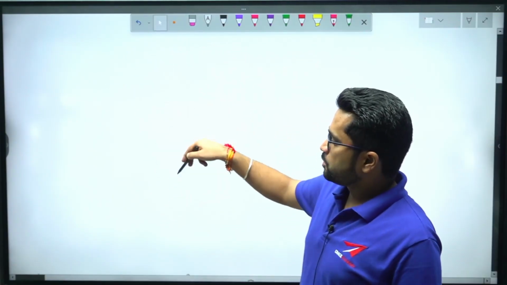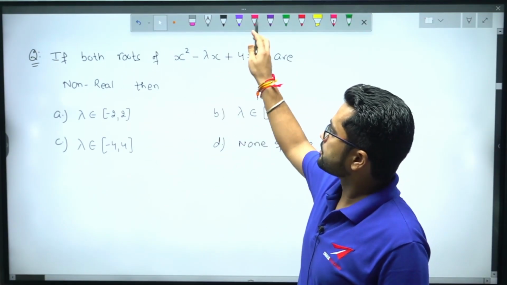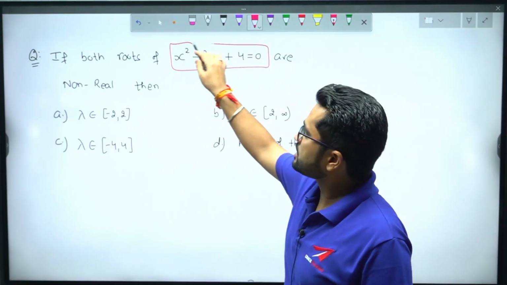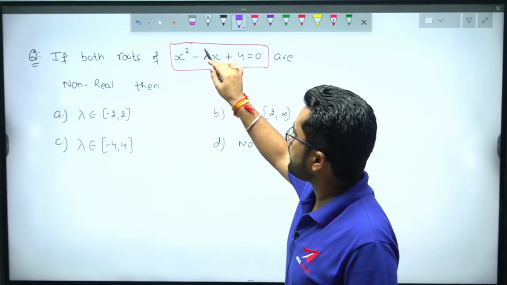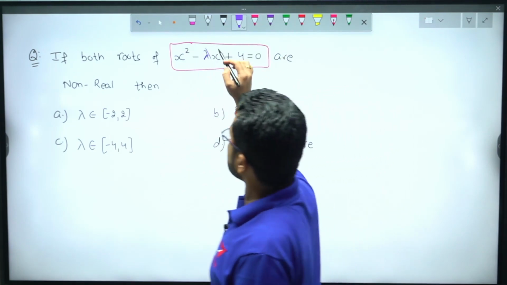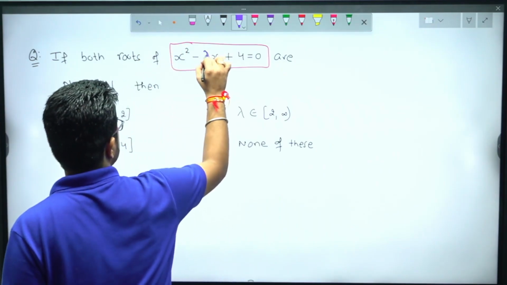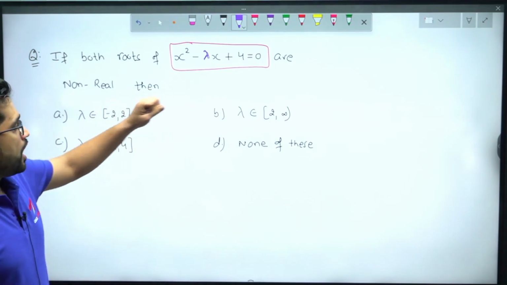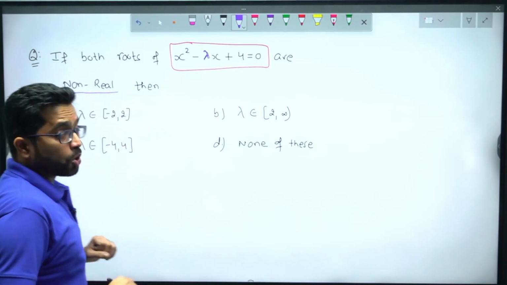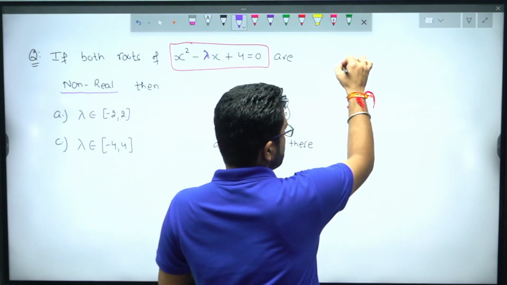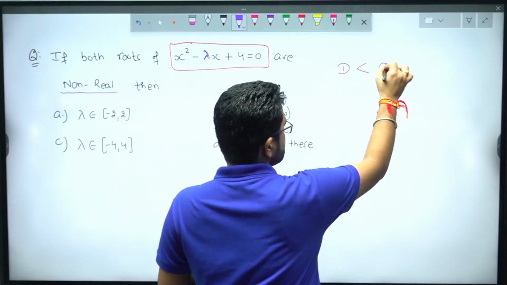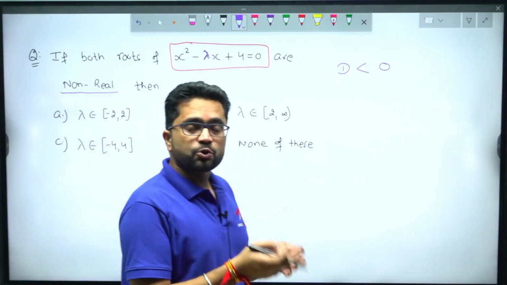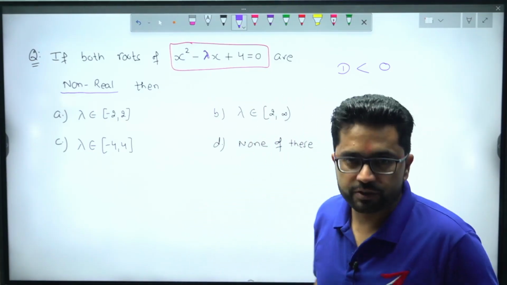Next, let's have one more question of similar type. Very easy. If both the roots of this particular quadratic equation, now this time the unknown thing is lambda. As you can see, earlier it was k, here it is lambda. Okay. If the roots are non-real, now non-real roots means the discriminant is supposed to be less than 0. Then what could be the possible value or set of values of lambda? That is the demand of this question.